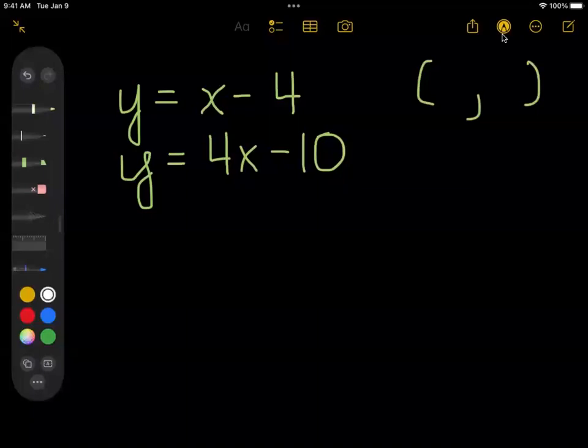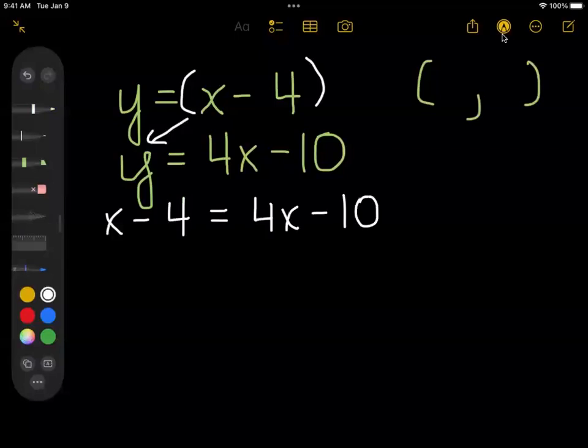So I'm going to use a method called substitution for finding the answer to a system of equations. Since both of these equations tell us what y is equal to, what I can do is take this expression and substitute it in for y into the second equation. That means I would have x minus 4 equals 4x minus 10. Now, since all I have are x's left here, I can use this to solve for x.